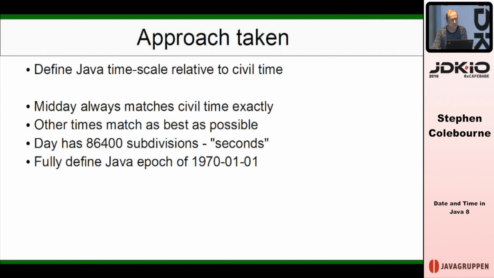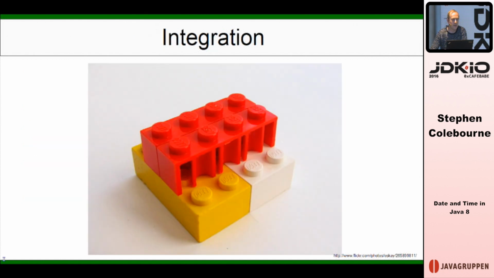So what we've done is invent a timescale. Happy days. We basically say that midday is always midday and matches the civil time exactly. Other times are intended to match as best as possible, and a day will always have 86,400 subdivisions, which we call seconds. And therefore we can define what 1970 is. The net result is you can ignore leap seconds in most applications. In other words, there's a definition that allows those who really care about these things to go and look at it, but most of the time you can just imagine that leap seconds don't exist, and away you go.